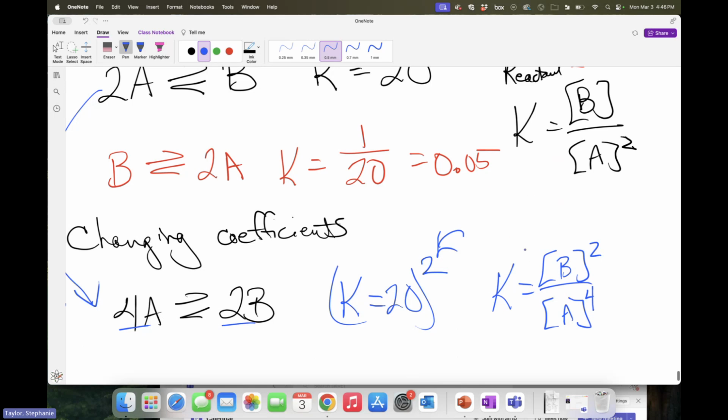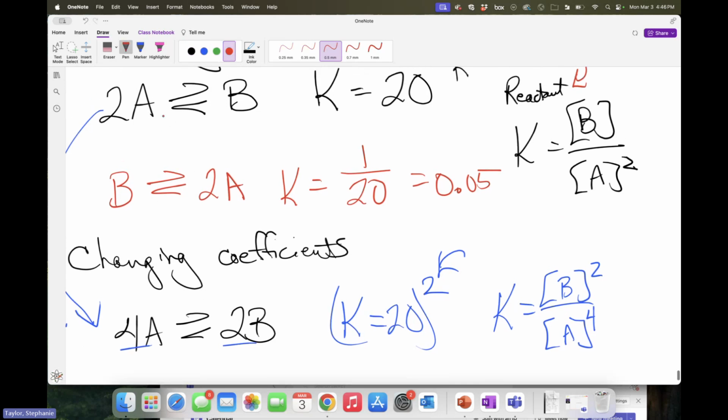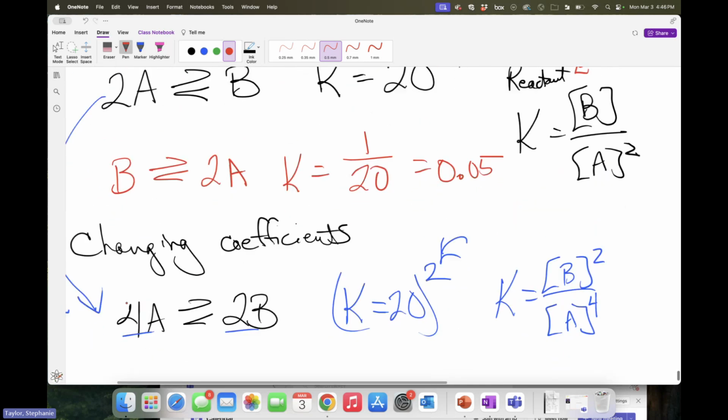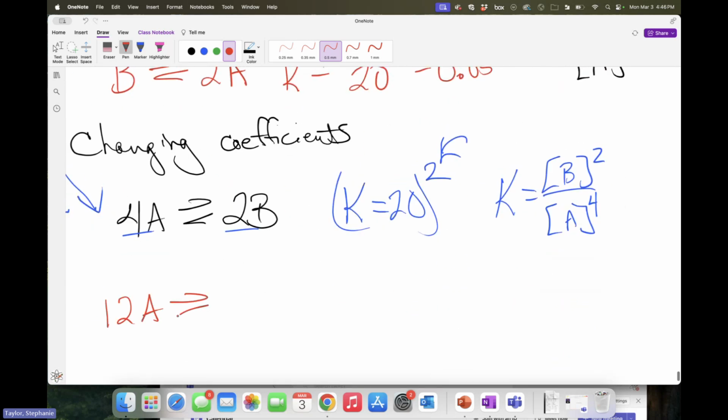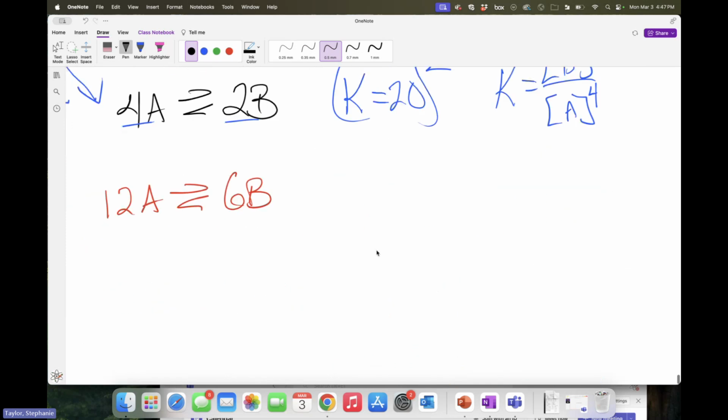So changing the coefficients of a reaction changes the exponents of K. That's what I'm doing here: I'm figuring out however we manipulated that and putting that exponent there. We could do it to a completely different factor. So if I had my 2A goes to B, I could very well have this be 12A in equilibrium with 6B, in which case I would need to take that original K value of 20 that I had.